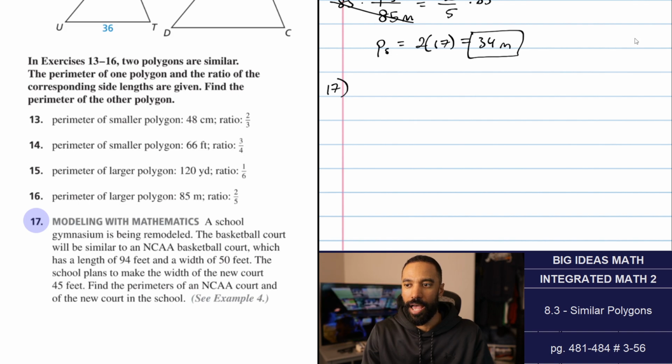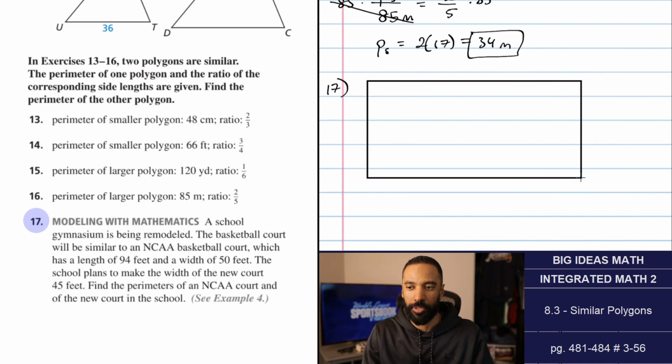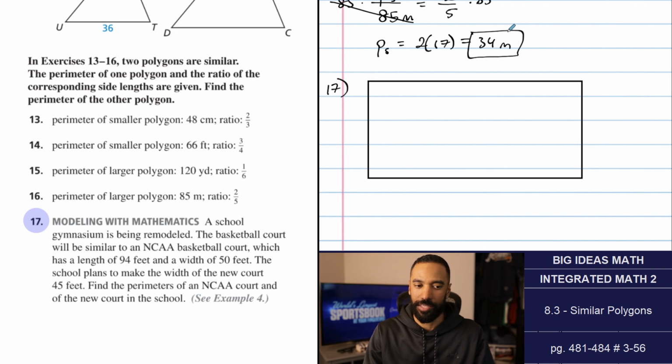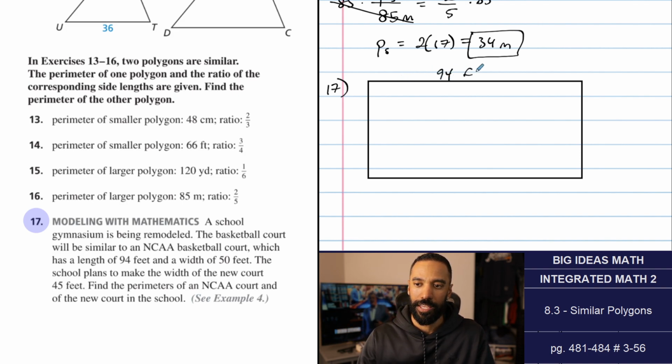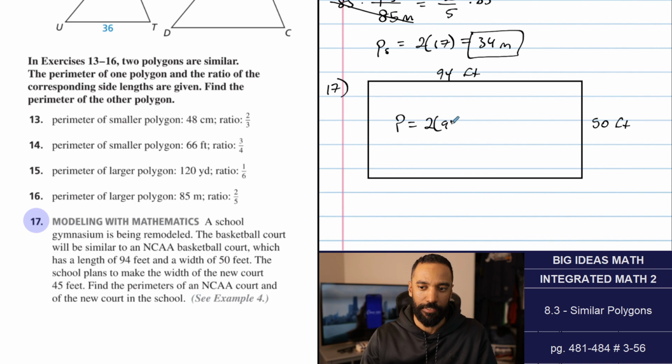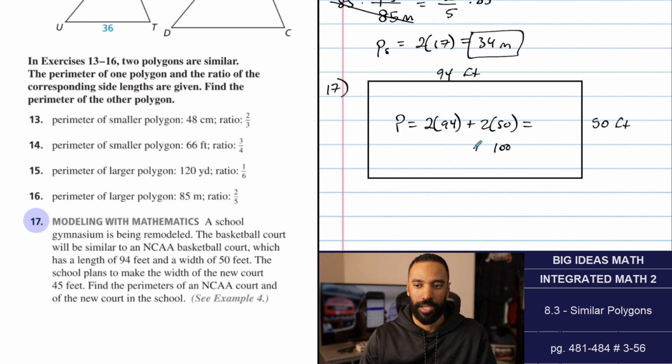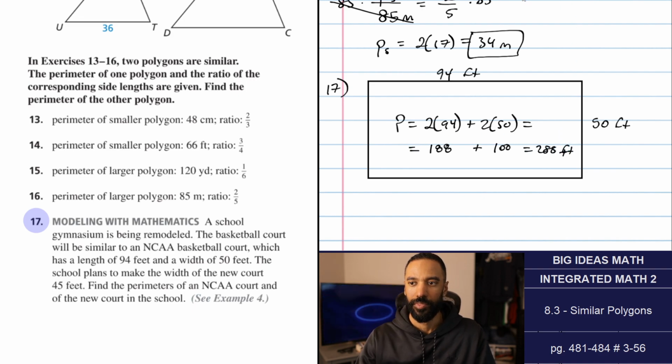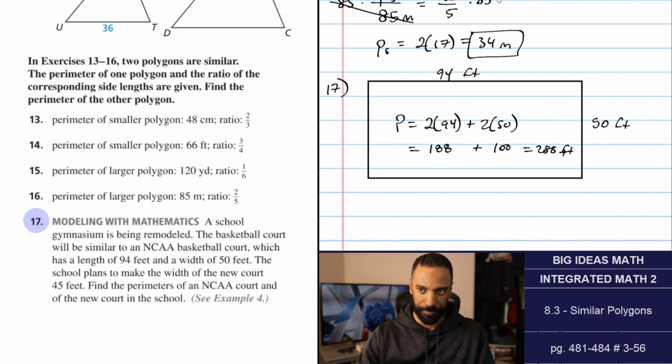So if I draw out my rectangular NCAA court here, I have one that is 94 feet by 50 feet. The perimeter of this, it's rectangular, so you're going to have two 94s plus two 50s. Well, that's 100, and that's 188, excuse me. So 288 feet. Okay, that's the perimeter of the NCAA court. So I'll write that, NCAA.